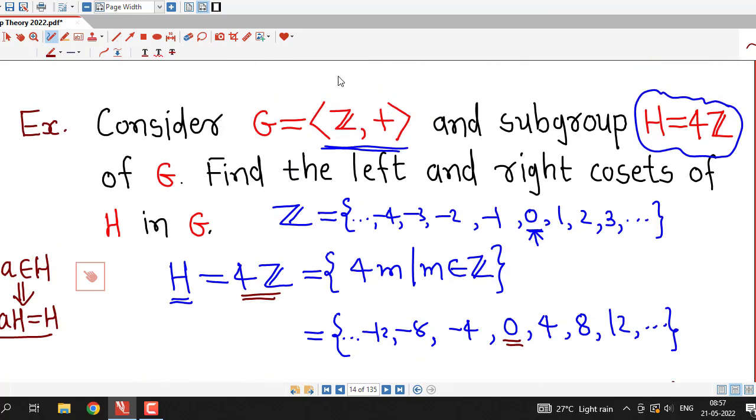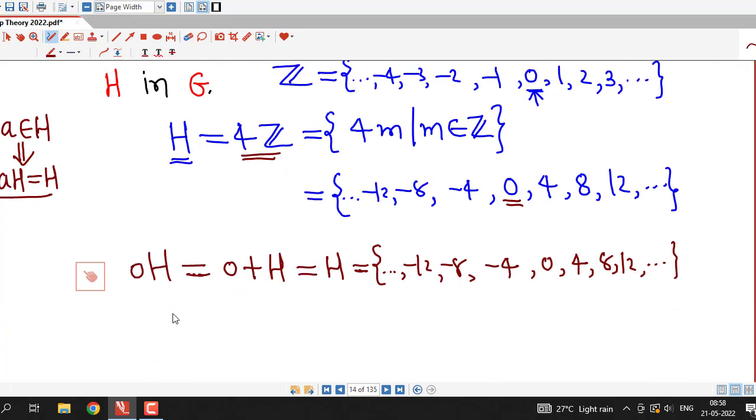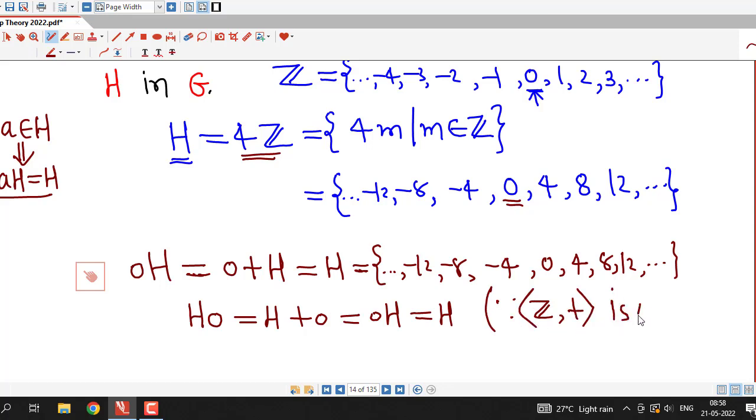Now we know that this group of integers under addition is Abelian. We know that for any two integers this property is satisfied: m plus n equals n plus m for all possible values of m and n. So this group is Abelian. Therefore the left coset corresponding to 0 and the right coset corresponding to 0 are the same. So we can write that the right coset H plus 0 is also equal to 0 plus H, which is H. And here we can mention that because Z with the operation addition is Abelian, we don't have to calculate the right coset.